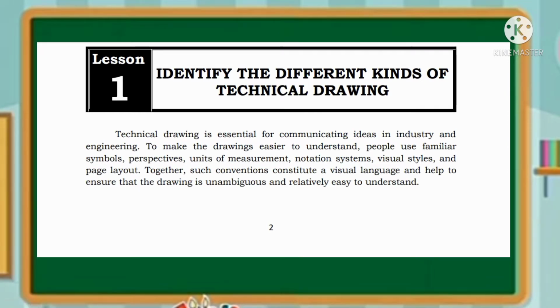Technical drawing is essential for communicating ideas in industry and engineering. To make the drawing easier to understand, people use familiar symbols, perspectives, units of measurement, notation systems, visual styles, and page layout. Together, such conventions constitute a visual language and help to ensure that the drawing is unambiguous and relatively easy to understand.